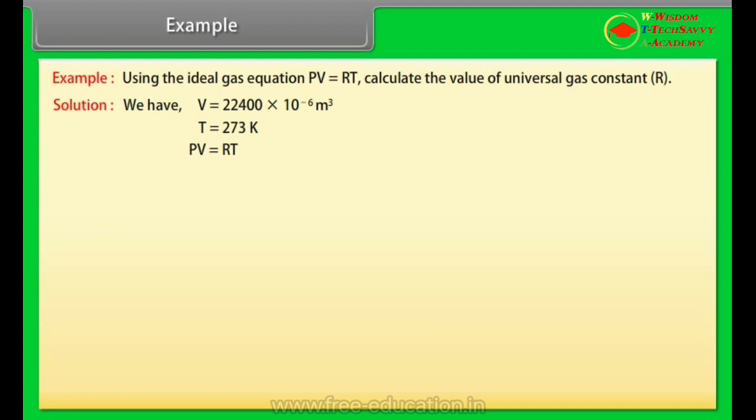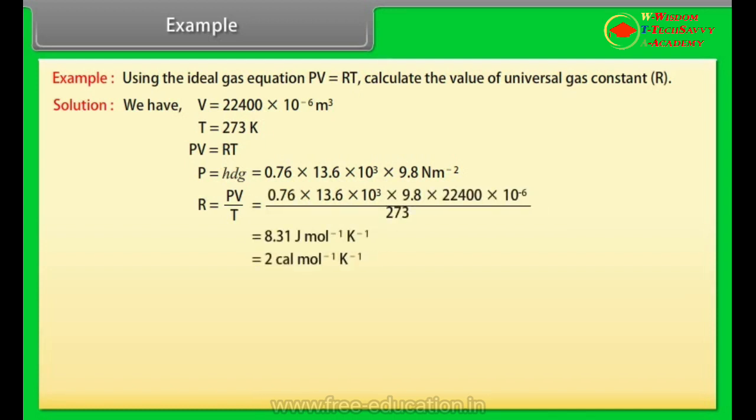PV = RT, P = hρg. Now, we calculate the value of R by putting the values. R = PV/T = 2 calorie per mole per Kelvin.